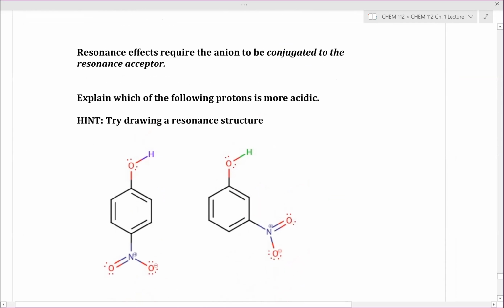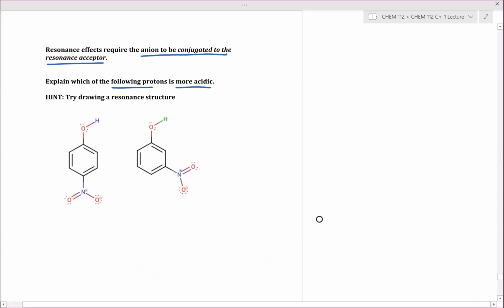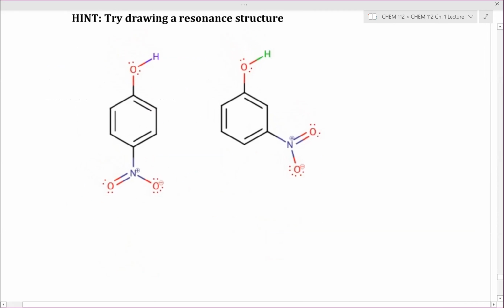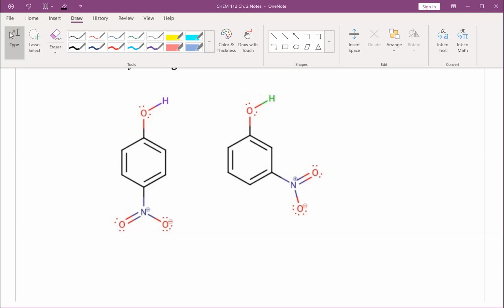So this is really important to keep in mind. I know this seems obvious, but it's a very important thing always to be aware of. Resonance effects require the anion to be conjugated to the resonance acceptor. So, for example, let's explain which of the following protons is more acidic, the proton in purple or the proton in green. In order to answer this question, when we're comparing acid strength, what's the first thing that we draw? Yep, and what do we call that anion? Conjugate base, exactly right.